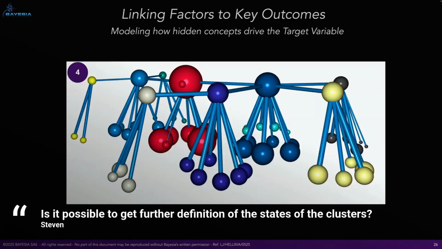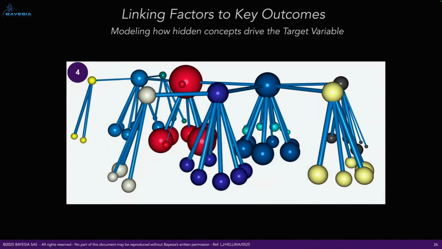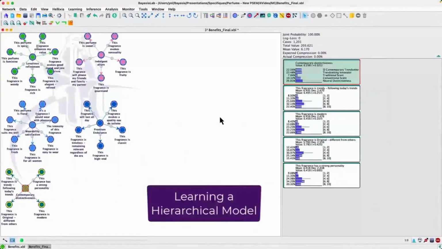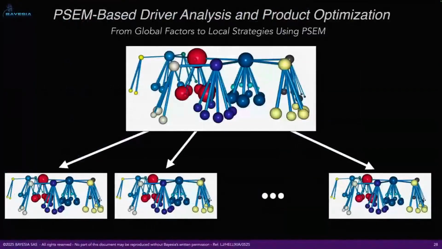Okay. So step 4. This is when we are now going to complete the learning of the hierarchical model, right? So we are going to machine learn the relationships between the latent variables, and we go there.